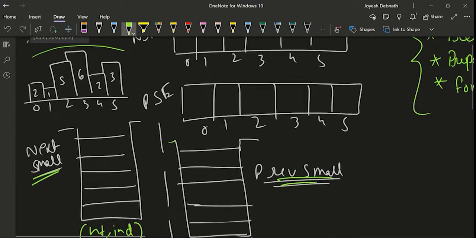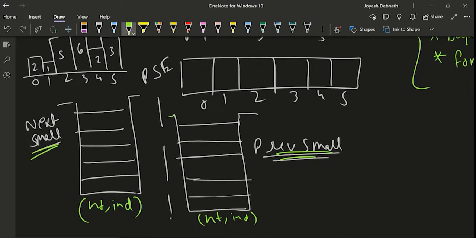So let's first move on with the next smaller. I'll be using a stack here, and I'll be using height comma index, so this will be a pair of height comma index. For the first block, which is 2, there is no element in the stack, so we can enter 2 comma 0, the height and index.